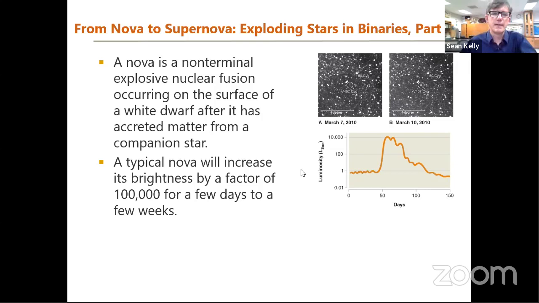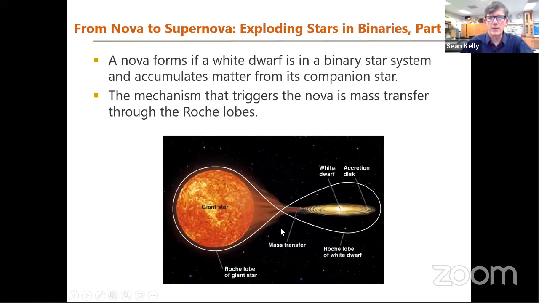A nova is a non-terminal, non-deadly, right? Explosive nuclear fusion occurring on the surface of a white dwarf after it has accreted matter from a companion star. Okay, so novas are short-lived events. They're little tiny flashes that occur every time a white dwarf feeds on a red giant companion. And so this is that story that we told, right? It's a symbiotic, if you remember that word, symbiotic relationship, a symbiotic binary.